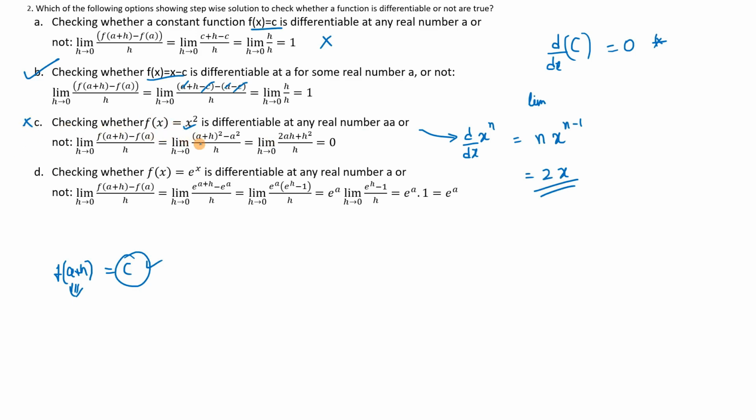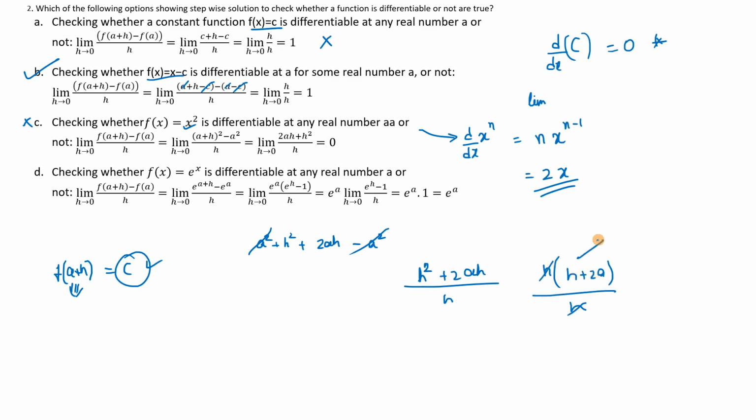Let's see. (a plus h) whole square minus a square, right? So this will be a square plus h square plus 2ah minus a square. So this will be cancelled. What is remaining here is h square plus 2ah, whole divided by h. If we take h common, what will we have? We'll have h plus 2a divided by h. H and h will be cancelled. What is remaining is 2a. So here h tends to 0, this value is tending to 0, what is remaining is 2a, but they have got 0. This option is wrong.